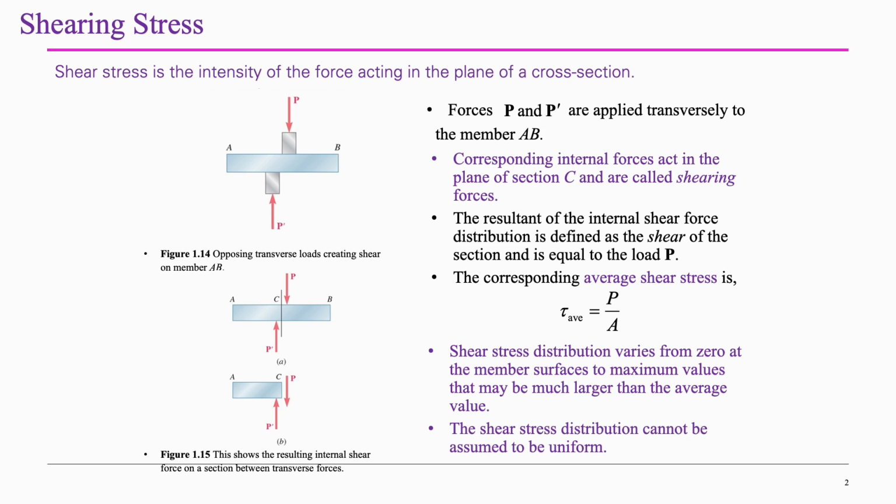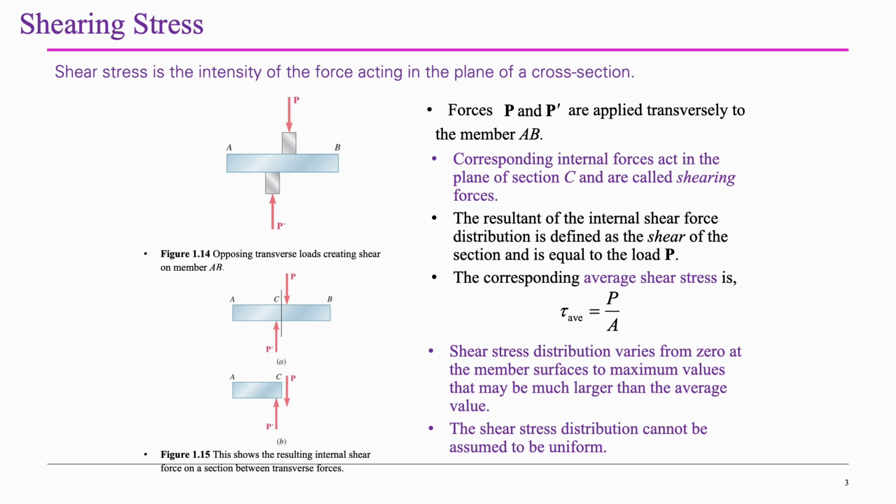Mathematically, we can define the average shear stress using the following formula. Tau average is equal to P over A, where P is the internal shear force and A is the cross-sectional area over which the force acts. This gives us a rough estimate of how much stress is being applied per unit area due to shear.